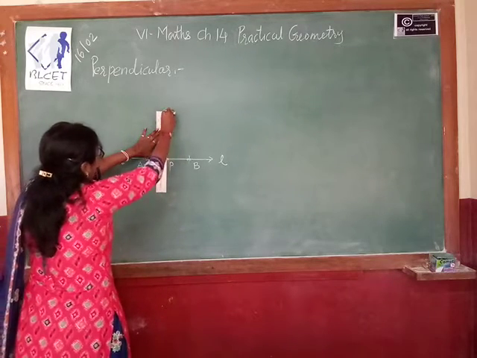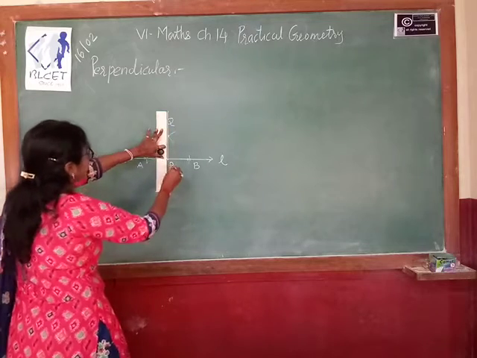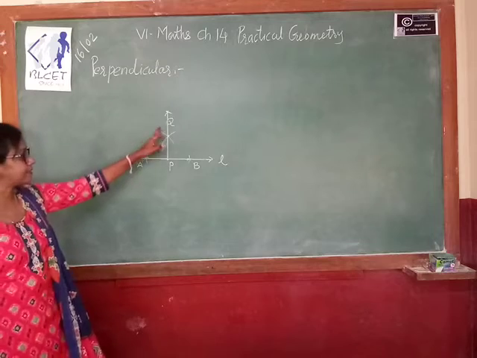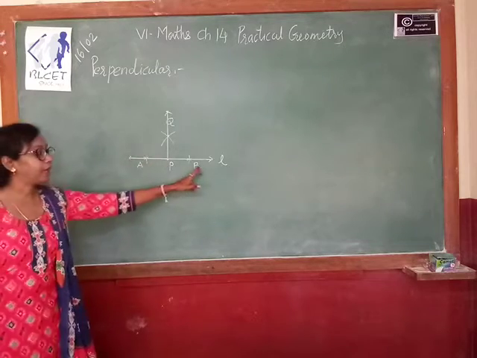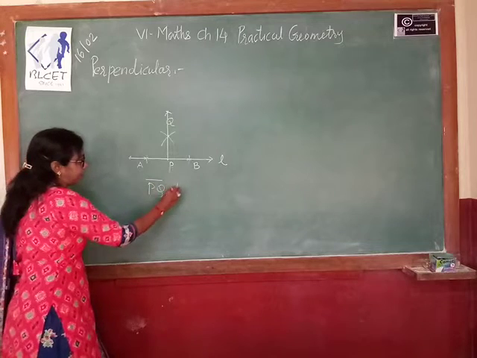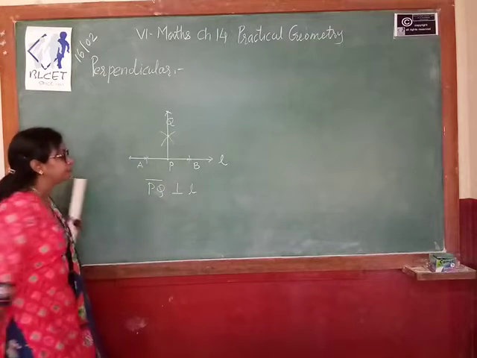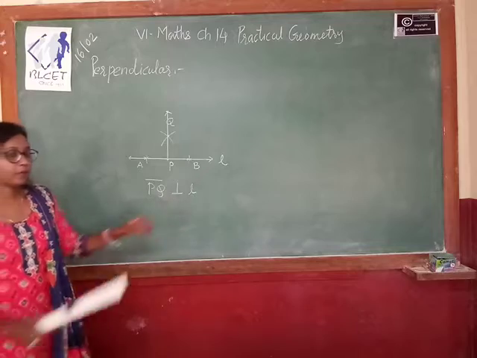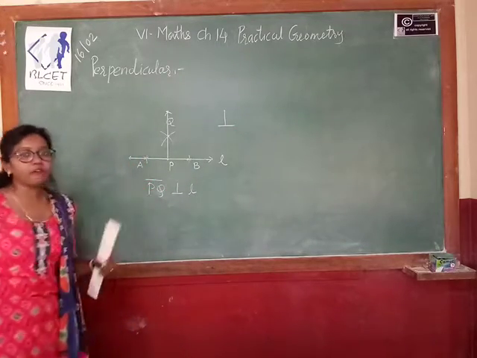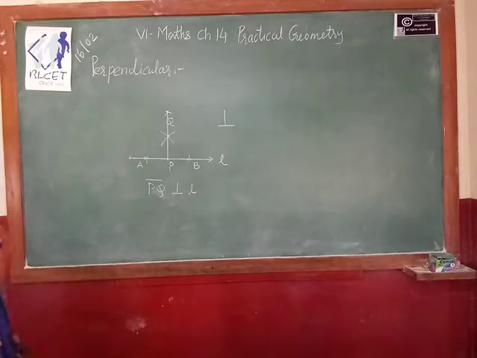So that we are getting one line segment PQ. So this line segment PQ is perpendicular to line L. So how can we represent this? Line segment PQ is perpendicular to L. This is the symbol of perpendicular, that is a reverse T. This is the symbol of perpendicular. So this way we can construct perpendicular.